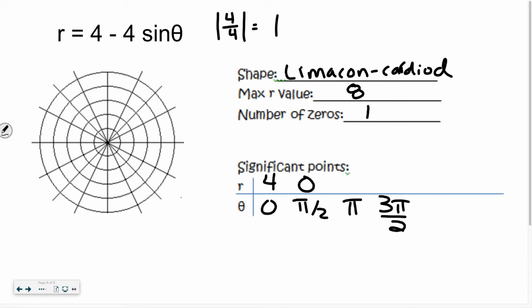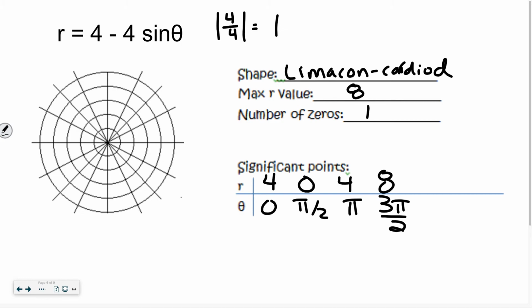Sine of pi is negative 1. Negative 1 times negative 4 is going to be positive 4. Plus 4 will be 8. There's my max R value. And then 3 pi over 2 will be negative 1. Oh, sorry, that one's 4. Sine of pi is 0, so this is going to be 4. And this is the one where sine of 3 pi over 2 is negative 1. Times negative 4 is 4. Plus 4 is 8.